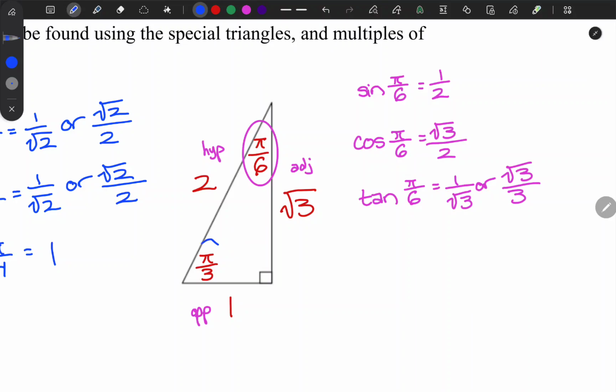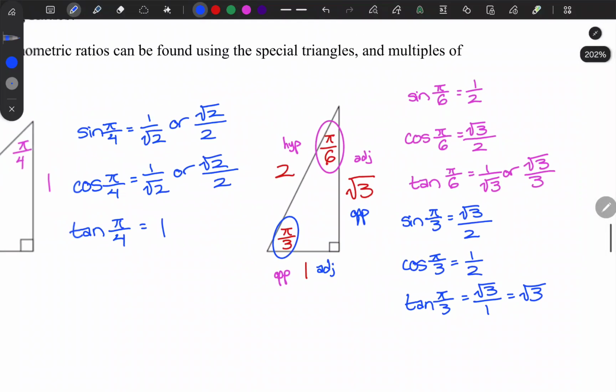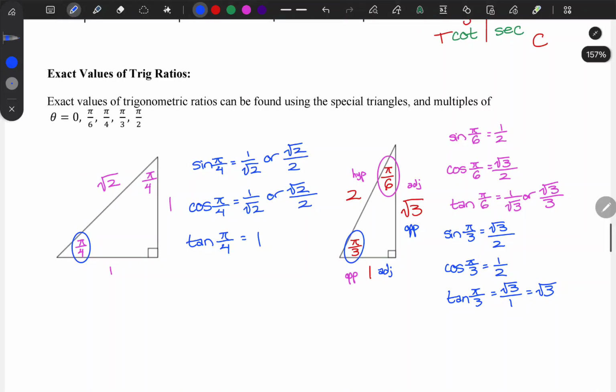Okay, let's do the same thing, but this time let's use the pi over 3. So now this is our opposite, this is our adjacent, and we can find all 3 trig ratios for this as well. Sine pi over 3 equals root 3 over 2. Cosine, 1 over 2, and tangent, root 3 over 1, or just root 3. So that gives us many angles that we can find our exact value for.